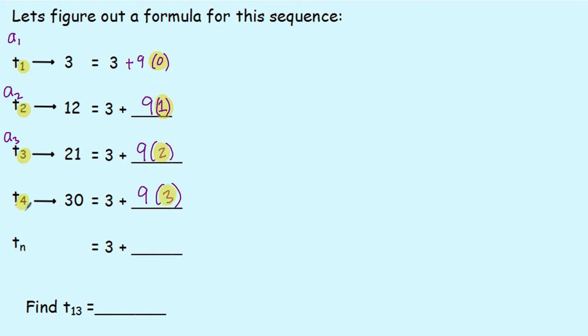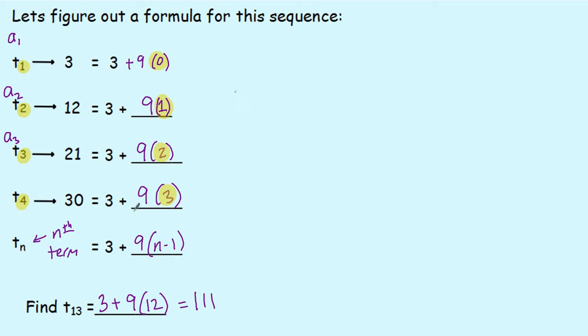So hopefully you're noticing that if I were to do the 13th term, I would just need to take 3 plus 9 times 12. The relationship here is it's 1 less than the term. So for the nth term, you do 3 plus 9 times n minus 1, whatever that subscript was. You work this out. The 13th term would be 111.